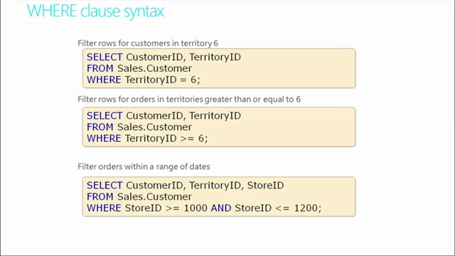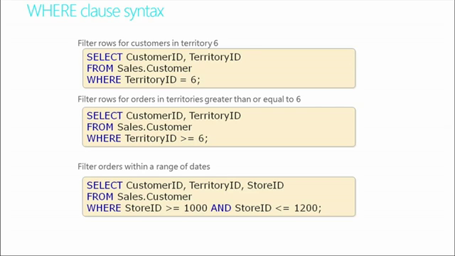Or I don't have to use equal. I could say where territory ID is greater than or equal to 6. So now I want all the customers in territory 6 through whatever number it goes through. We can also mix some of these up. On the bottom one, we have where store ID is greater than or equal to 1,000 and store ID is less than or equal to 1,200.